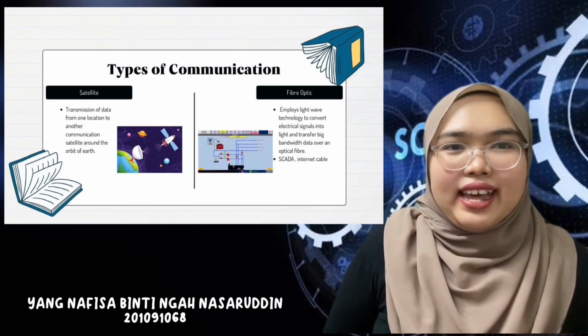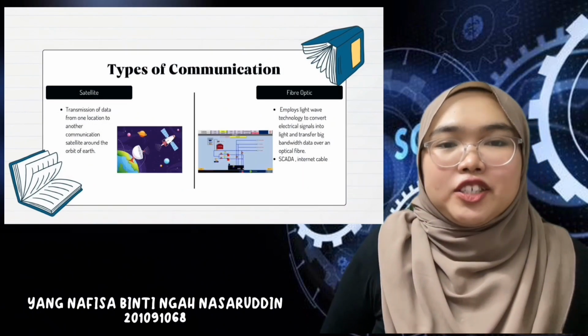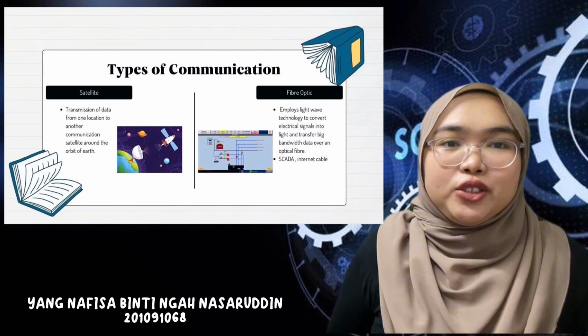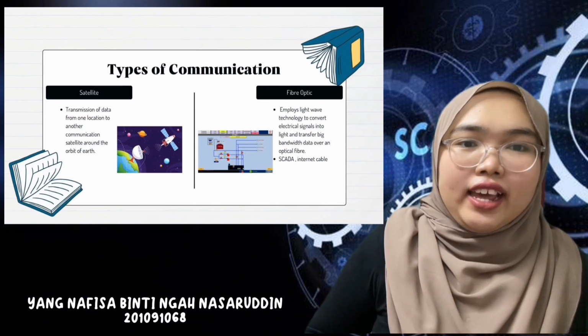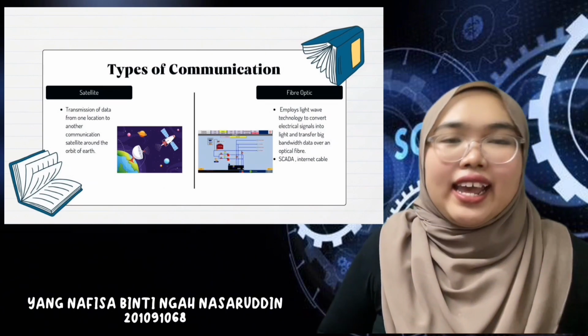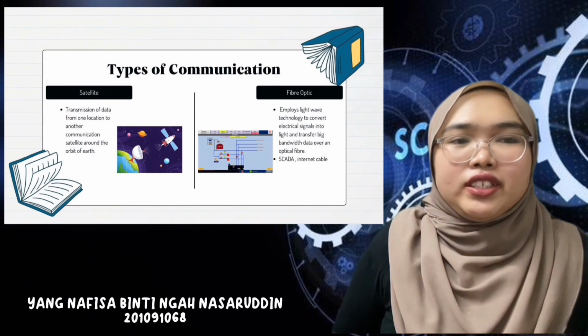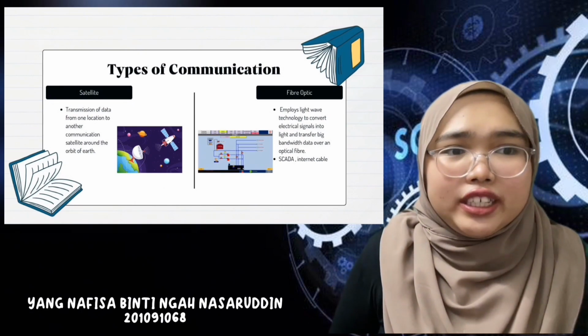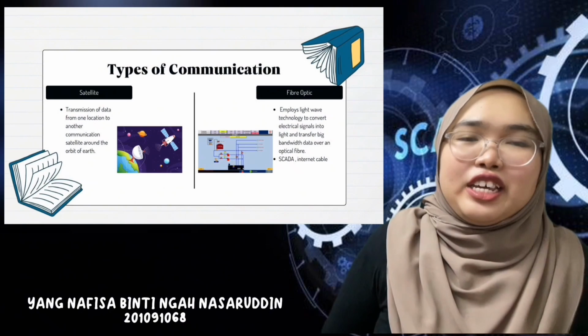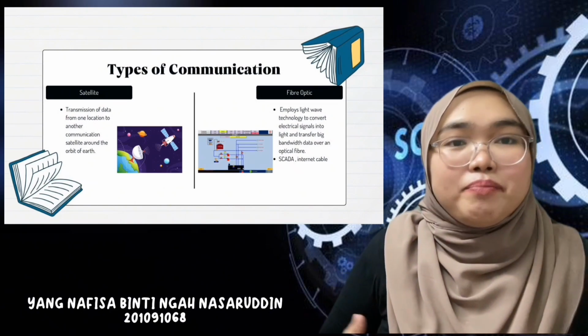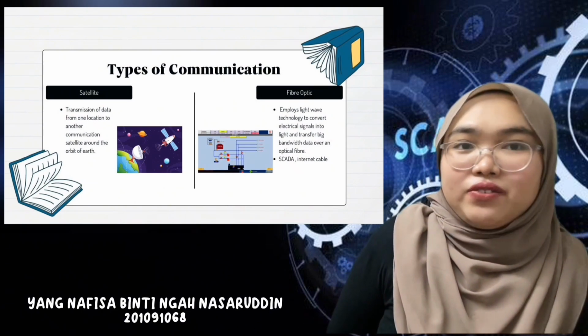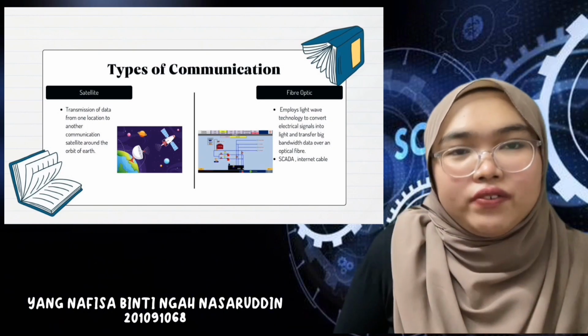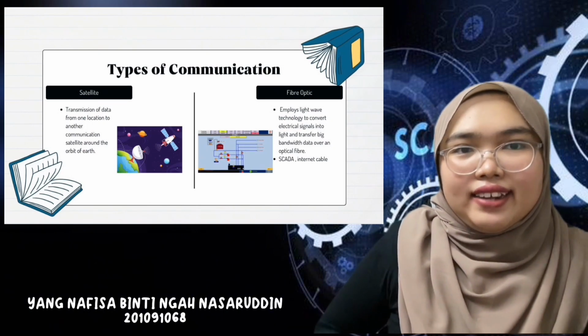Next is a satellite, which is a transmission of data from one location to another via a communication satellite around the orbit of Earth. And lastly is fiber optic, which employs light wave technology to convert an electrical signal into light and transfer big bandwidth data over an optical fiber. There are examples of fiber optic, which are SCADA and internet cable.